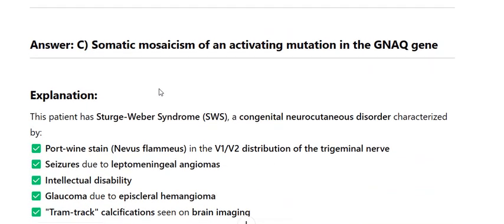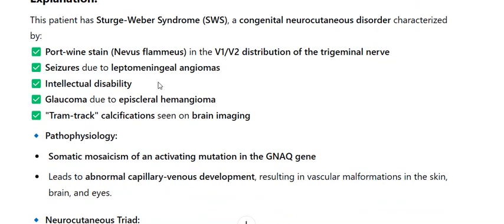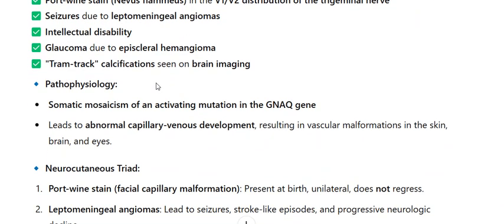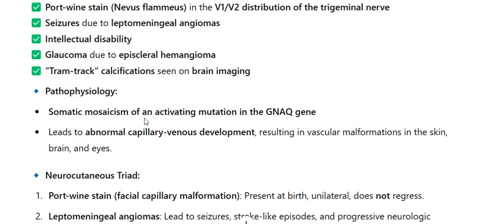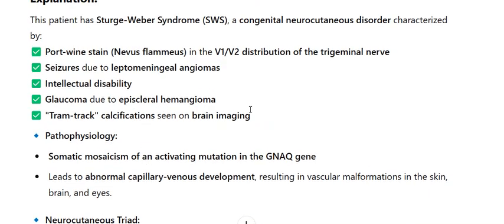Pathophysiology: somatic mosaicism of an activating mutation in the GNAQ gene leads to abnormal capillary venous development, resulting in vascular malformations in the skin, brain, and eyes. Neurocutaneous triad: 1. Port wine stain, a facial capillary malformation present at birth, unilateral, does not regress.